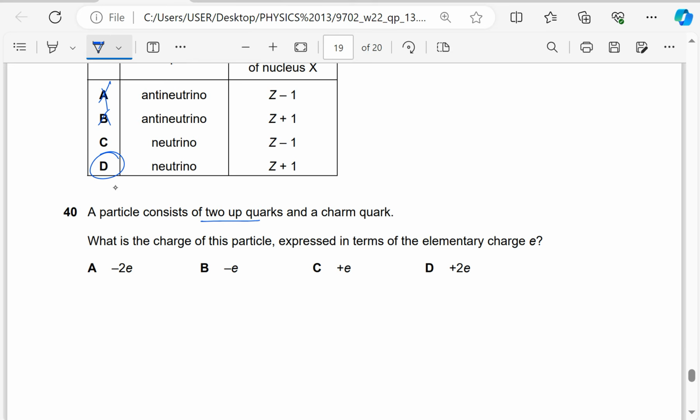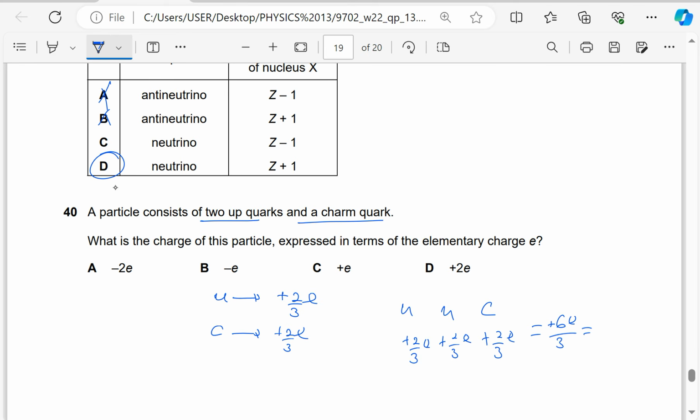A particle consists of two up quarks and a charm quark. Remember the charge? An up quark has a charge of plus 2 over 3e. And the charm quark also has the same charge, plus 2 over 3e. What is the charge of this particle expressed in terms of elementary charge e? So we have up, up, charm. So we have plus 2 over 3e, plus 2 over 3e, plus 2 over 3e, which gives 6e over 3, which is plus 2e. So the answer is going to be D.